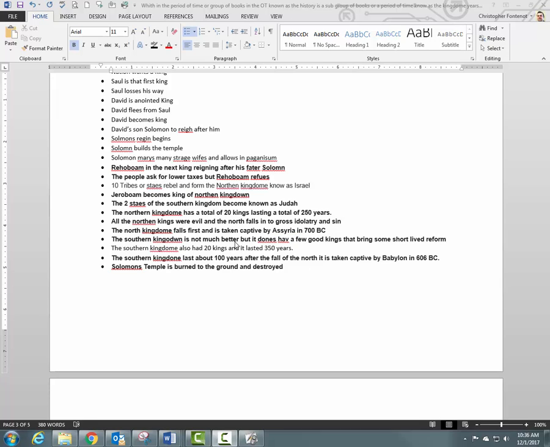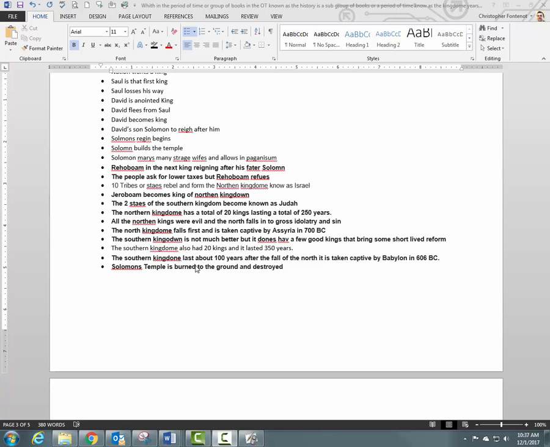It's Assyria. The southern kingdom is not much better, but it does have a few good kings, and they have some short-lived reforms. So the southern kingdom does last longer. It has 20 kings also, and it lasts about 350 years. So the southern kingdom lasts about 100 years longer than the northern kingdom.